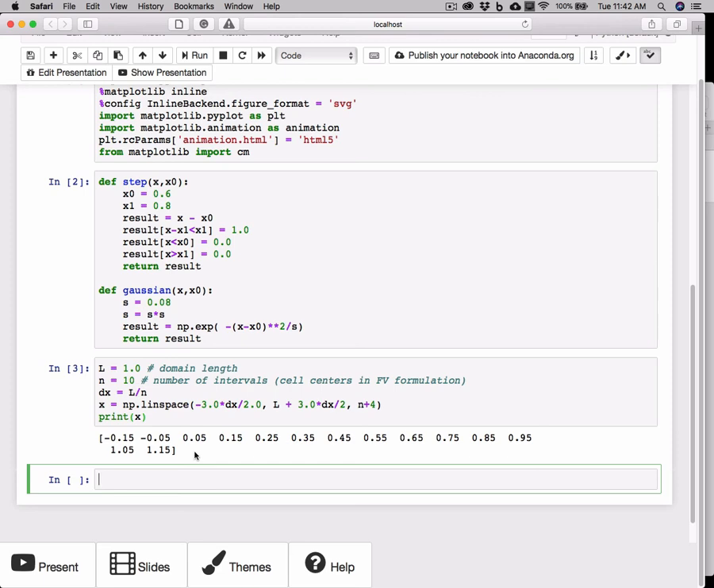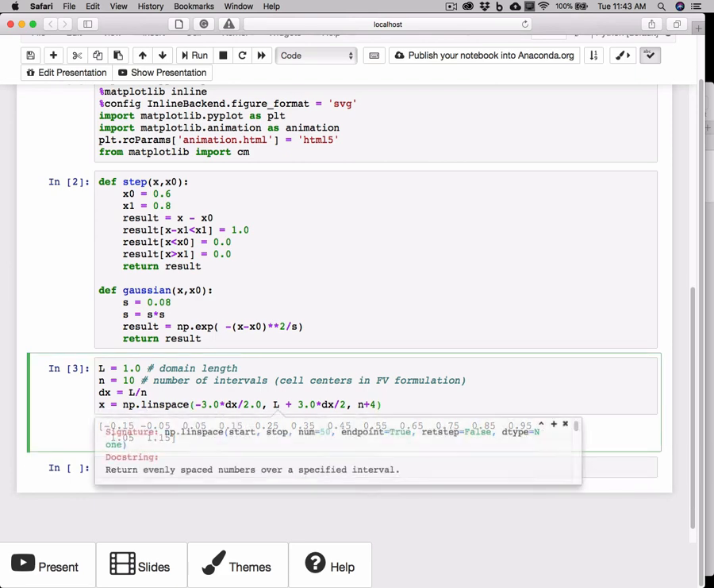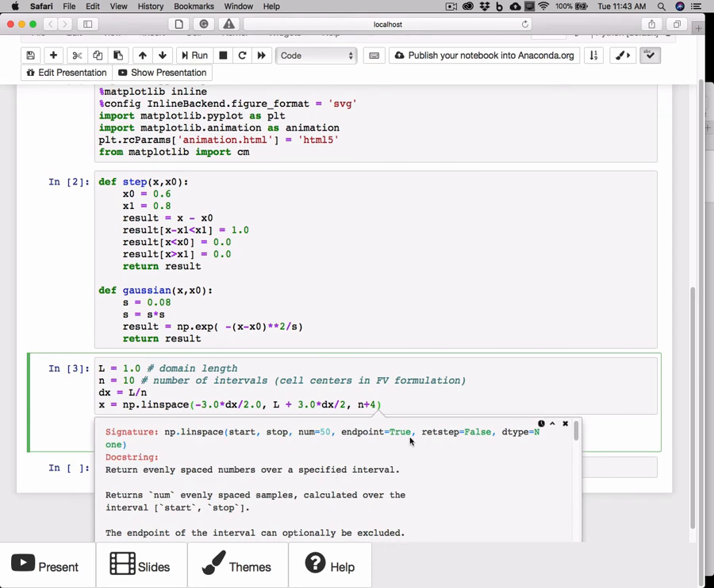It's default true. Yeah, by default it's true. And you can see this is the minus L minus delta x over 2, and this is L plus delta x over 2 and L plus 3 delta x over 2. So if you look, you asked me this in the past, Mokbel. If you look at endpoint, it's true by default.